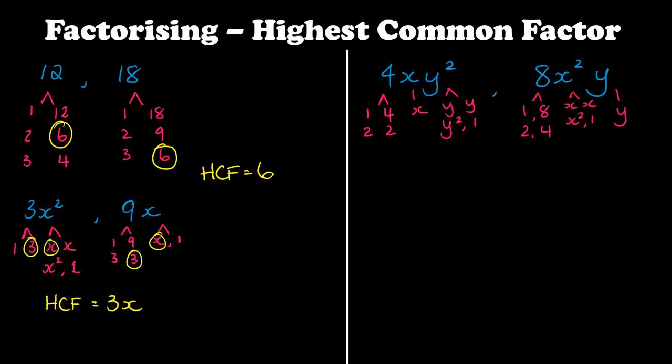So in this case, my highest common factor is 4, x, and y. So therefore, HCF equals 4xy. So what's the point of finding the highest common factor? Well, when we're factorising, the highest common factor is what we take outside of the brackets, and the remaining factor of the pair is what goes inside the brackets. So let's do a few examples now where we're actually factorising.